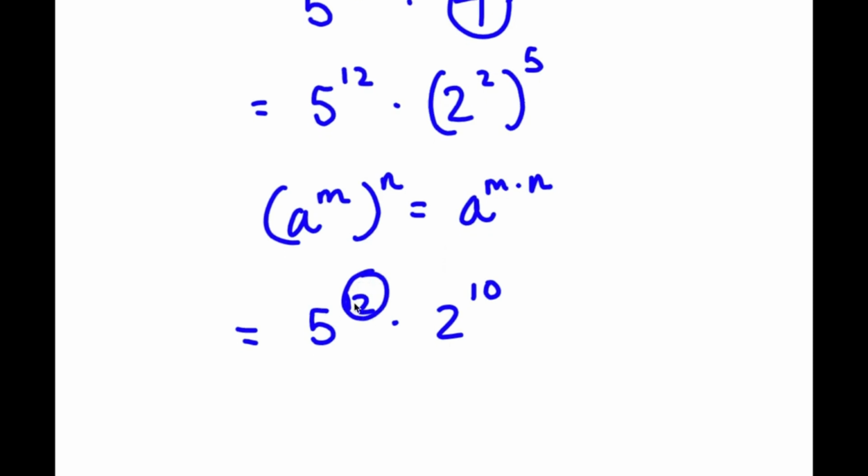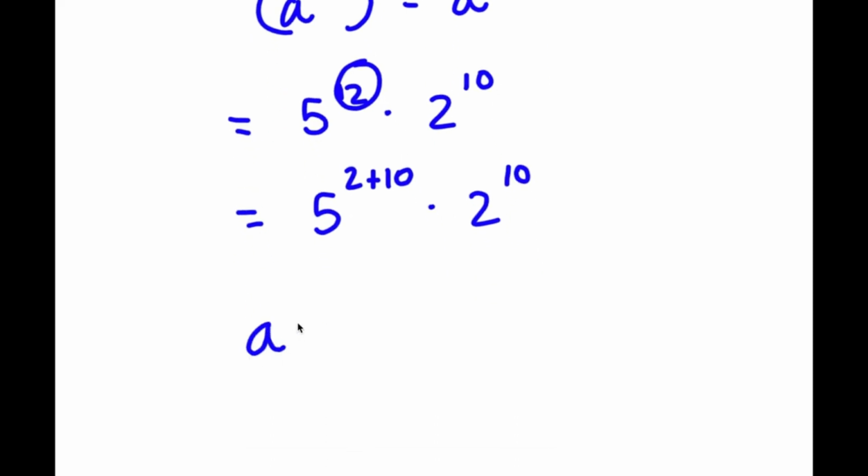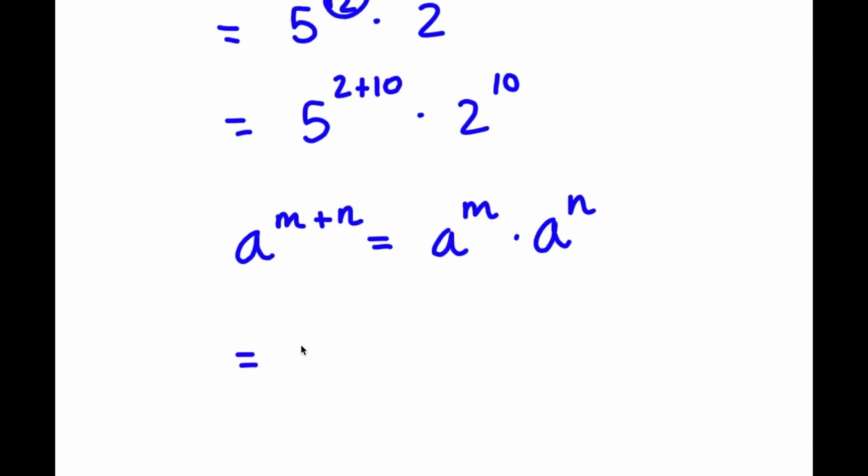Now, 12 here I can rewrite as 2 plus 10. So now I have 5 to the power of 2 plus 10 times 2 to the power of 10. Now, if I have something in the form a to the power of m plus n, this is simply equal to a to the power of m times a to the power of n. So 5 to the power of 2 plus 10, I can simply rewrite that as 5 to the power of 2 times 5 to the power of 10. Now I have this times 2 to the power of 10.